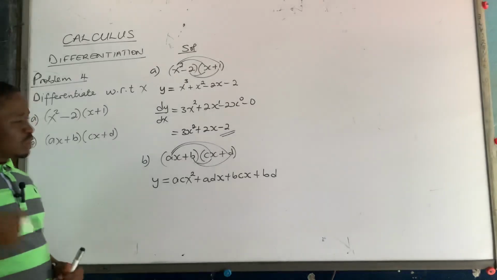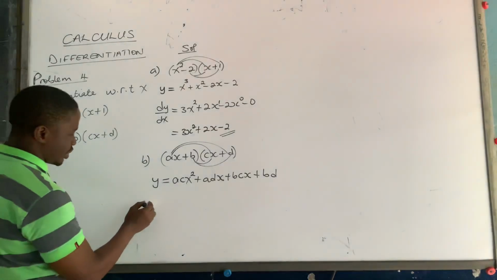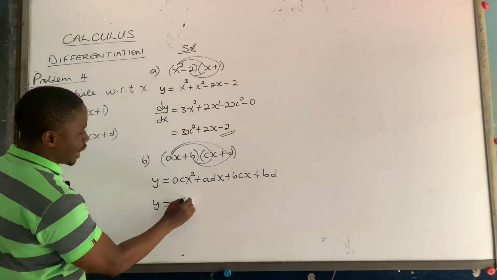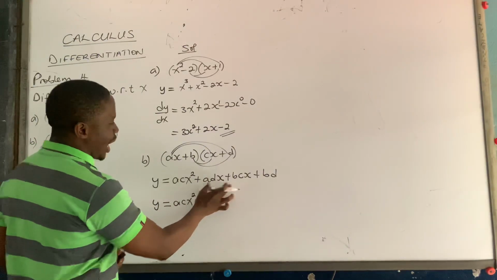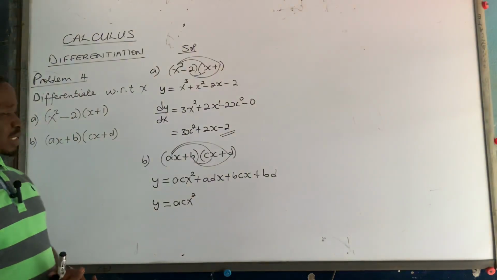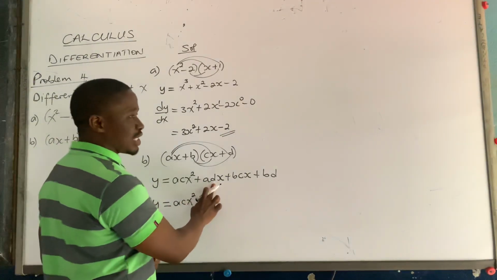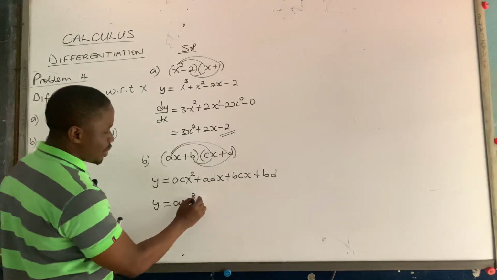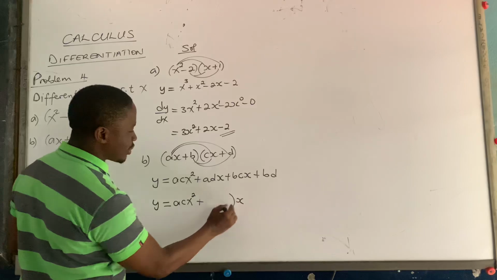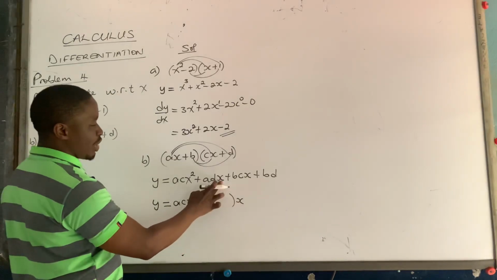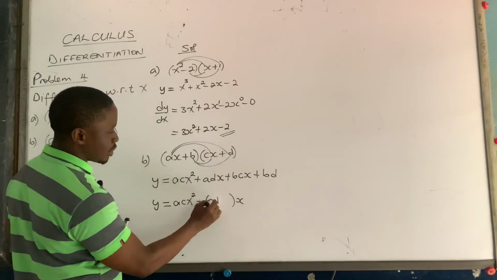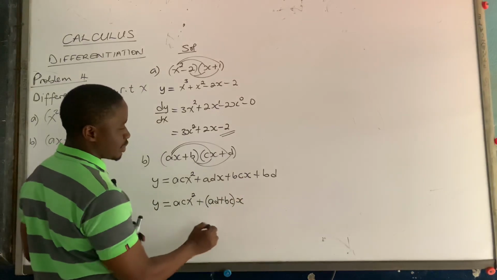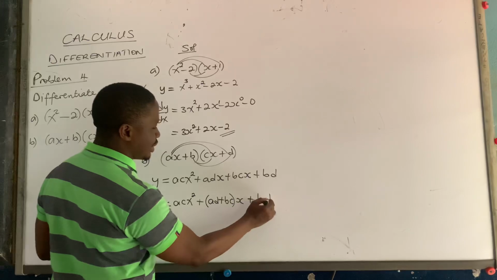Okay? So what do we do? We can say y is equal to acx squared. These two are like terms. So what is common? This term contains a single x. This term again contains a single x. So we can say x is common. x takes away x, leaving AD. Plus x takes away x, leaving BC. So we continue with BD.